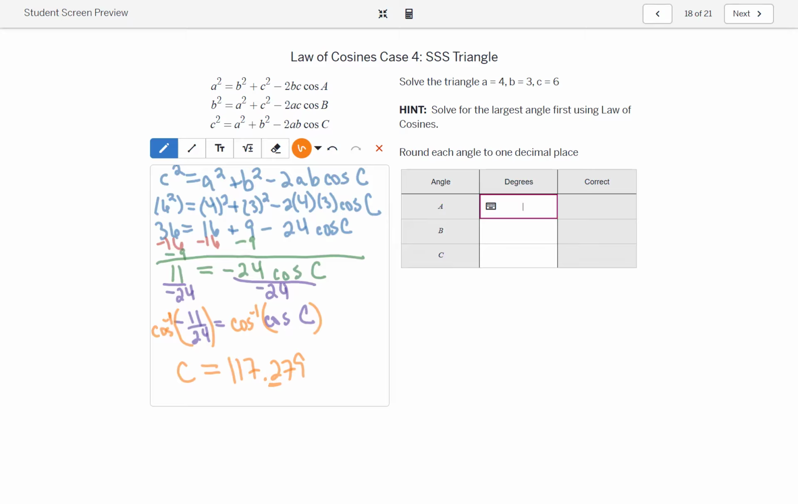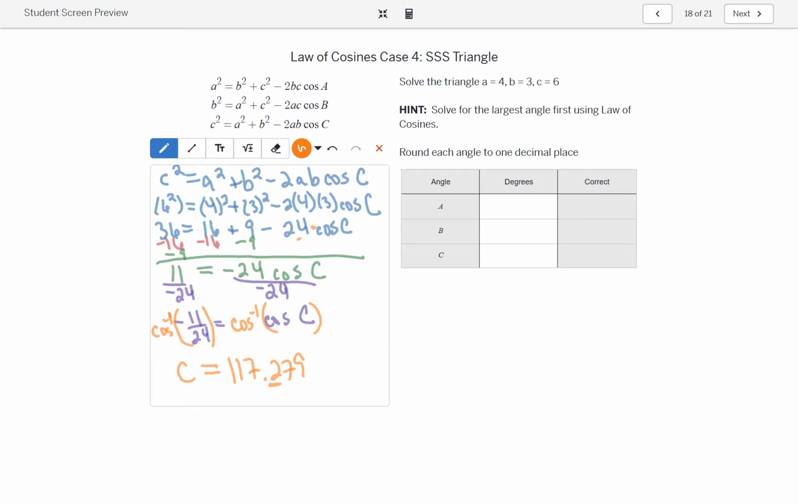But the big thing is sometimes it's really tempting, like the 25 minus 24, to just be like, oh, that's 1, so it's cosine C. That 25 does not combine with that 24 because that 24 is being multiplied to cosine C. So they're not like terms. So we have to do it this way. We divide by the negative 24. And then to get C by itself, we undo cosine using the inverse function, inverse cosine of negative 11/24.